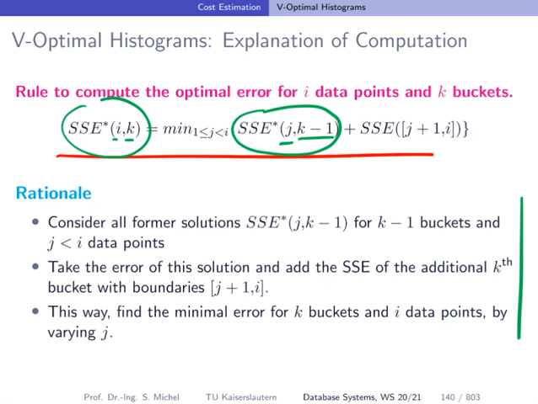So we will start with small parameters i and k, and incrementally build up more and more knowledge about the best possible SSE until we have reached our goal of having B buckets and our entire data set.